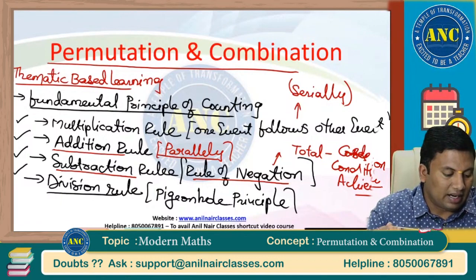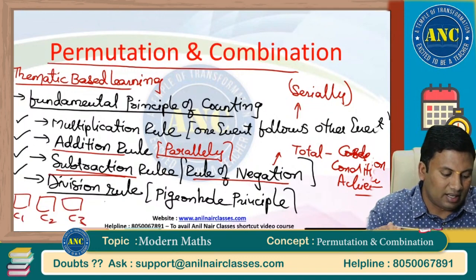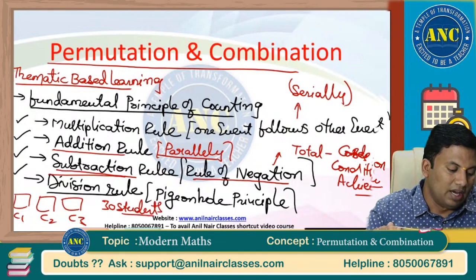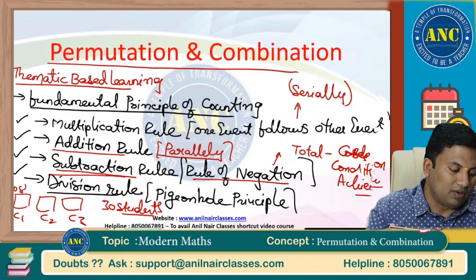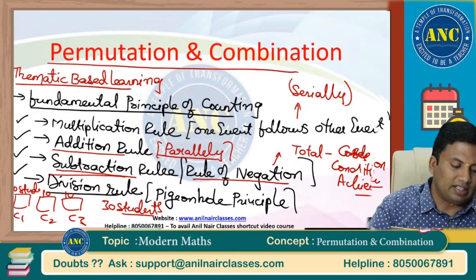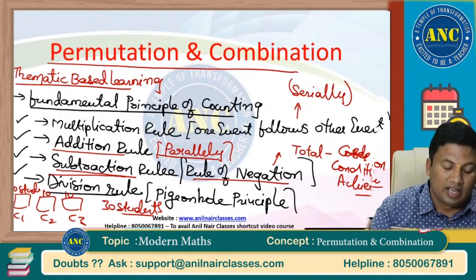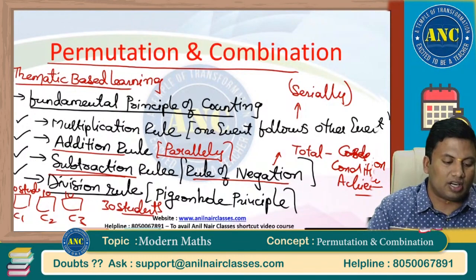I'll again write the division rule. Suppose there are 3 classes, C1, C2 and C3, and 30 students to be arranged in the 3 classes. If each class should have an equal number of students, that is 10, 10, 10. The division rule helps us in dividing the total number of cases based on a condition.